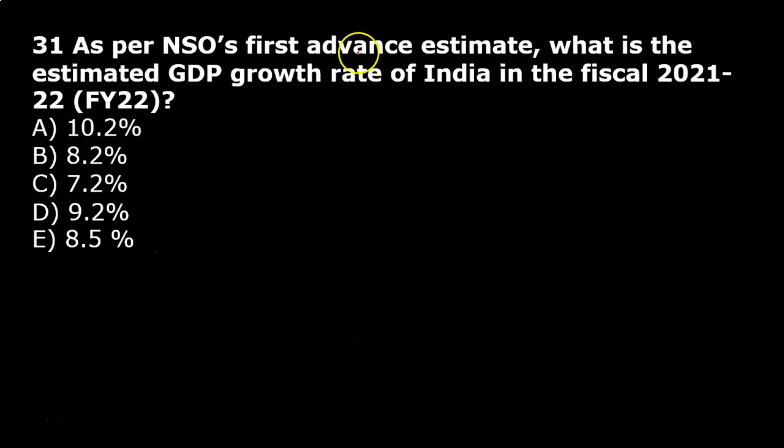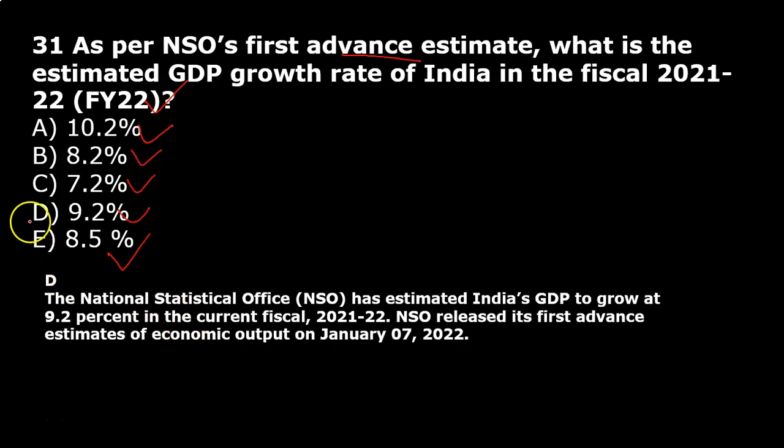As per the NSO first advance estimate, what is the estimated GDP growth rate of India in the fiscal year 2021-22, that is financial year 22? Your options are 10.2%, 8.2%, 7.2%, 9.2% or 8.5%. Your answer is D.